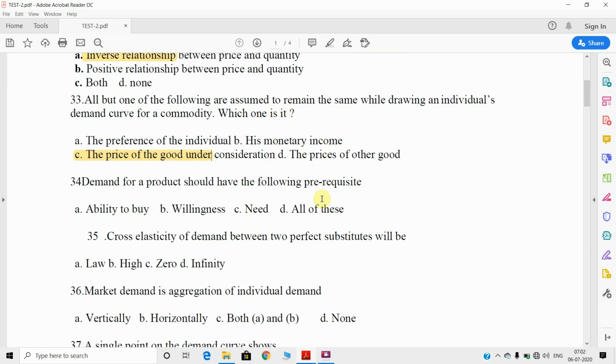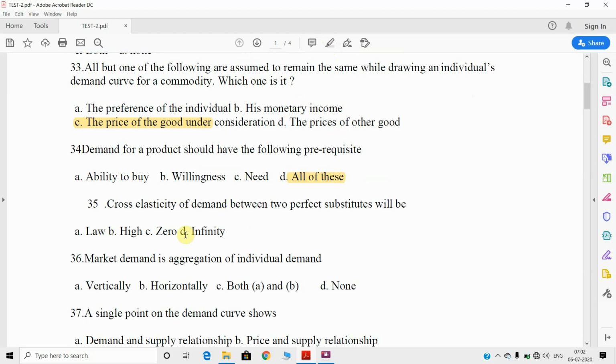Next come to 34. The demand for the product should have the following price requisite. The answer will be D, because it has ability to pay, willingness to pay, and also need, right? So the answer will be all of the above. Next 35. The cross elasticity of demand between the two perfect is here. That is your question number 35.